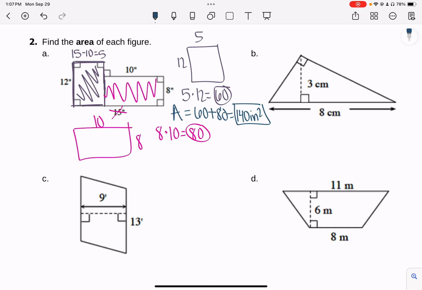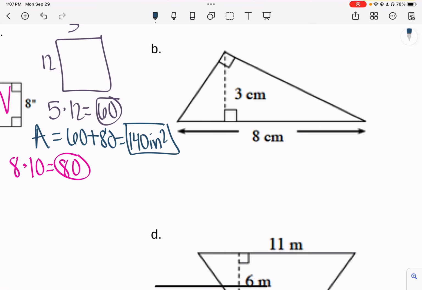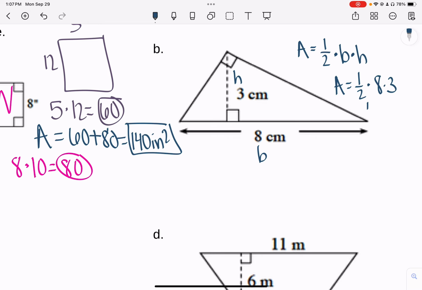Then on part B, it's a triangle. So the formula for area of a triangle is 1/2 base times height, or you can think of it as base times height divided by 2. So base here is 8 and height here is 3. So we're going to do area equals 1/2 times 8 times 3. And you're going to get 12, and then we've got centimeters squared.